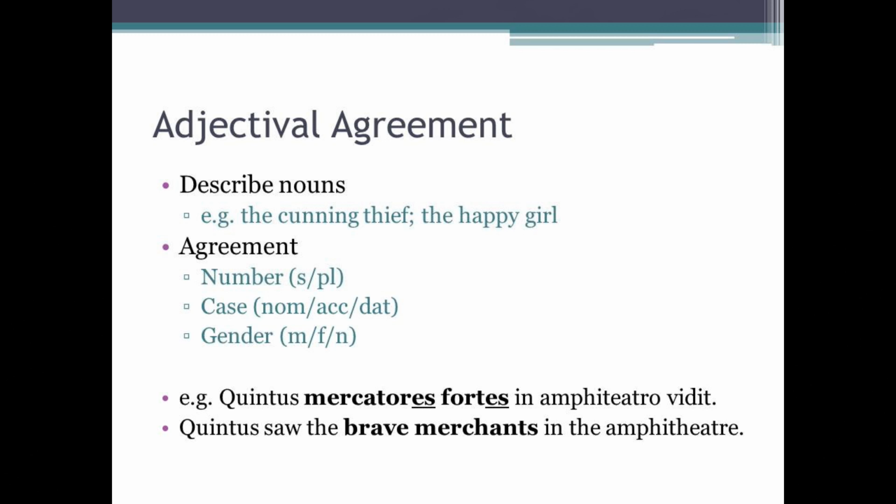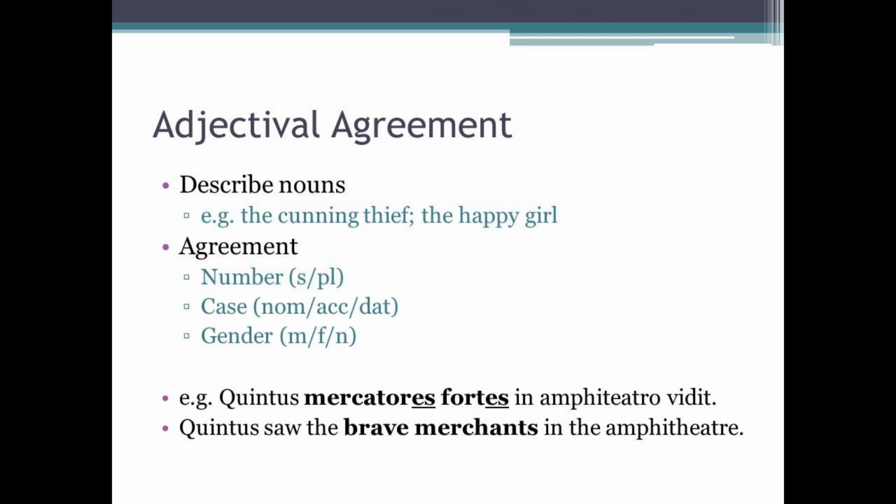Adjectives are words that describe nouns. For instance, the cunning thief or the happy girl. In Latin, adjectives change their endings to agree with the noun they describe in three ways. In number, singular or plural. In their case, nominative, accusative or dative. And in their gender, masculine, feminine or neuter.